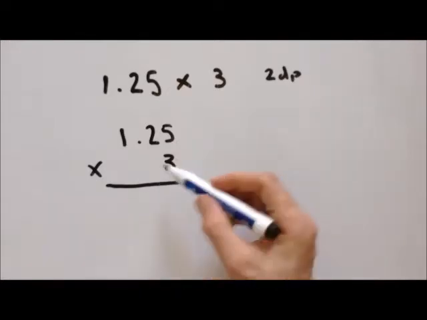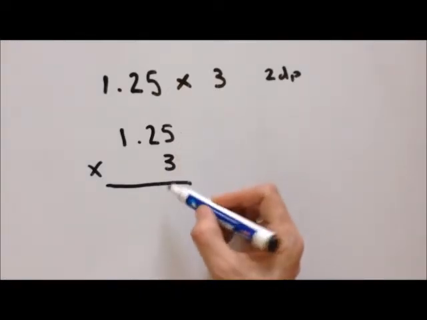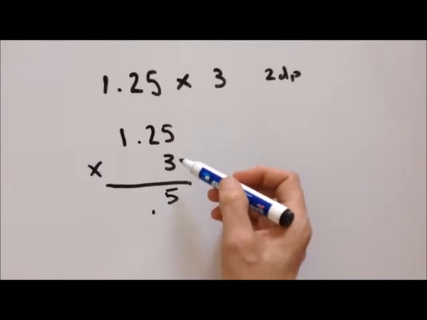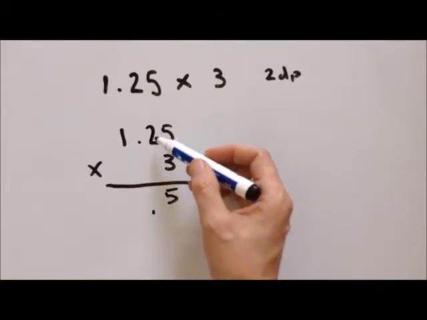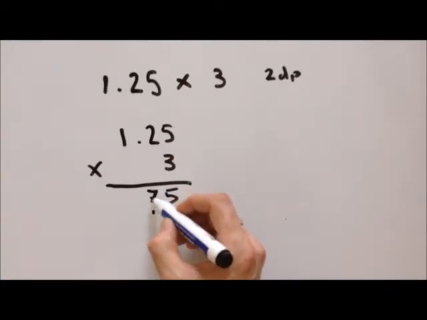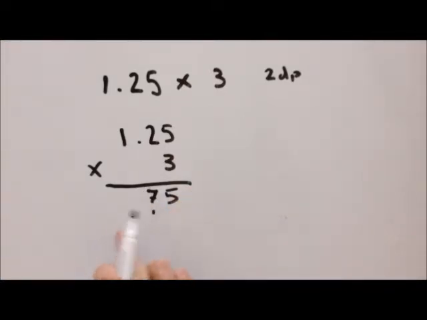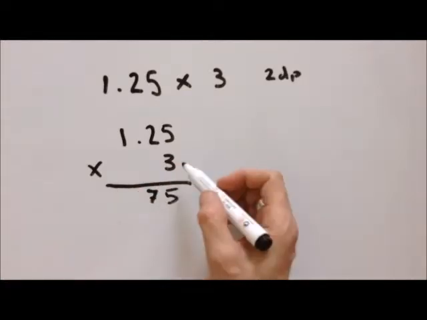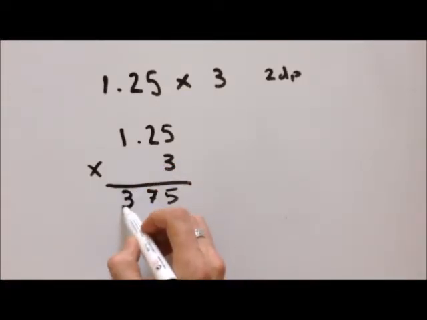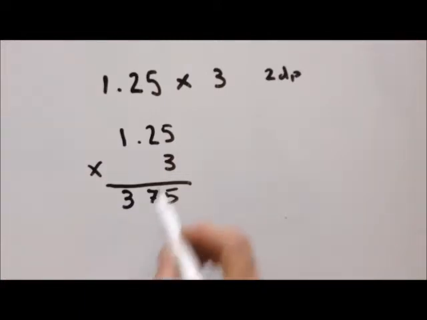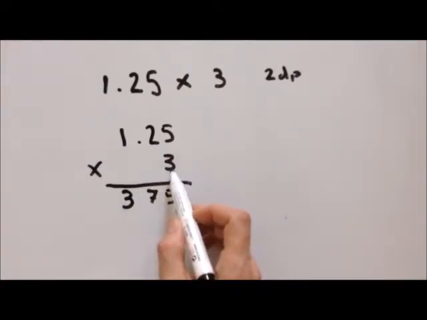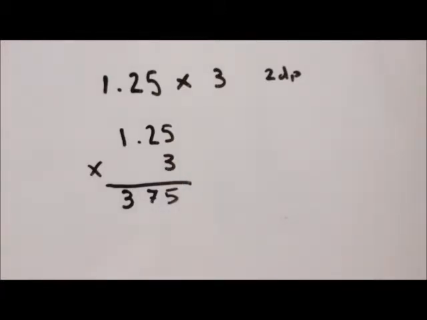Okay, 3 times 5 is 15. 3 times 2 is 6, plus 1 is 7. There's no carrying there, sorry. 3 times 1 is 3. And there we are, we're done. There's no multiples of 10 going on here. This is only a single digit that we're multiplying by.